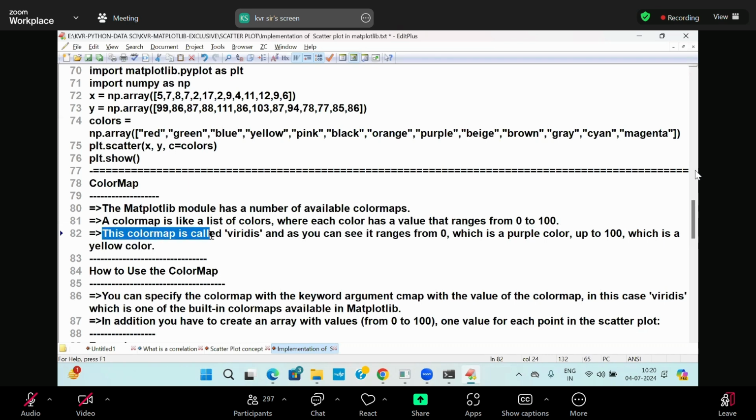Now see, this color map is called Viridis. You can see it ranges from 0, which is a purple color, up to 100, which is a yellow color. So 0 to 100, 100 colors are there. That mixing of colors is available for us in color maps.